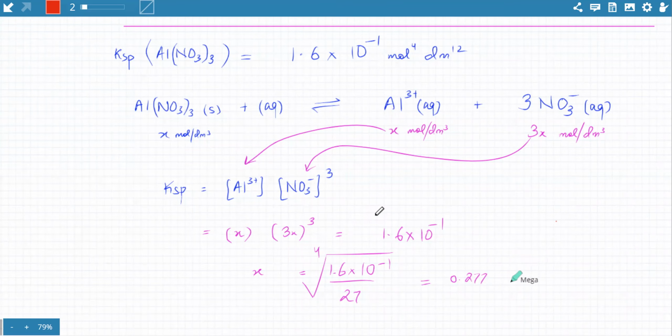Mole per dm cube. So that's the value that we are going to get: 0.277 mole per decimeter cube. But you get the idea, right? How to solve these questions.